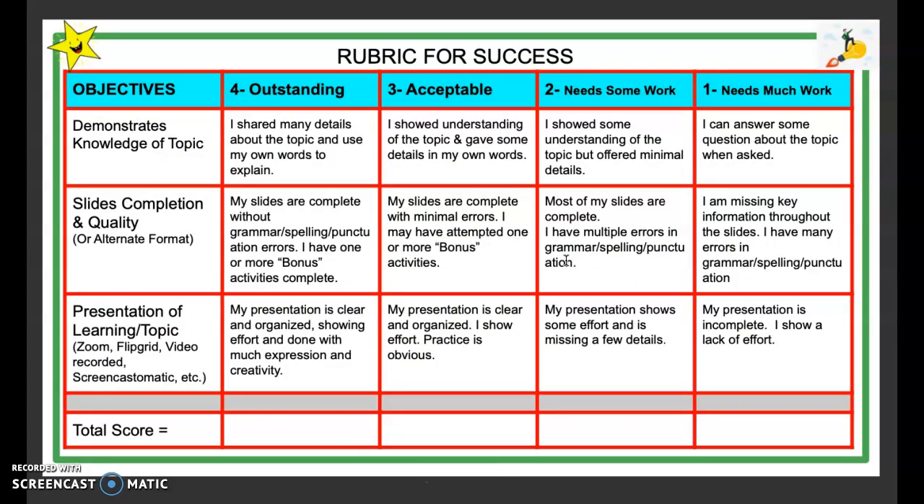Finally, there is a rubric for success. You get to decide how you're doing with this particular task. You get to go through and highlight the sentences that describe the work that you've done. Did you share many details about the topic and use your own words to explain? If so, highlight this section. If it's not quite there, if you notice that you have some understanding but you've not given very many details, go back and edit and revise and bump it up to this great 4 on the rubric. So use this, read through all of the descriptions, and then give yourself a score.